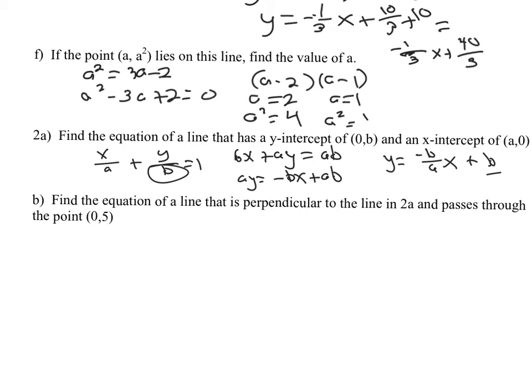The equation of a line that is perpendicular to the line in 2a and passes through the point (0, 5). Since this line has a slope of negative b over a, the line here has to have a slope of a over b, and it passes through the point (0, 5), so we get y minus 5 equals a over b times x minus 0, or just times x, or y is equal to a over b x plus 5.